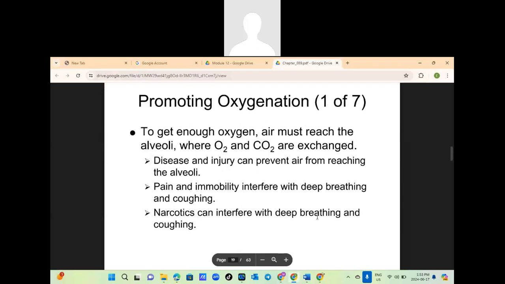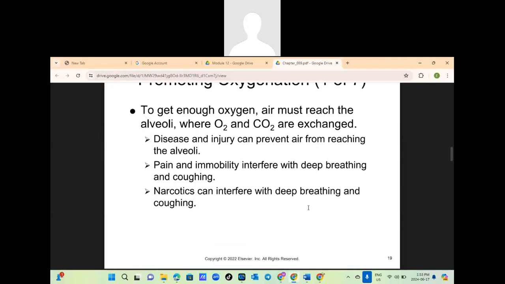Okay, so promoting oxygen. So to get enough oxygen, air must reach the alveoli. So again, that's the cluster of grapes where the oxygen exchange happens. Okay, O2 and carbon dioxide are exchanged. So disease and injury can prevent air from reaching the alveoli for some reason. Okay, so pain and immobility interfere with deep breathing and coughing. Also, narcotics can interfere with deep breathing and coughing.